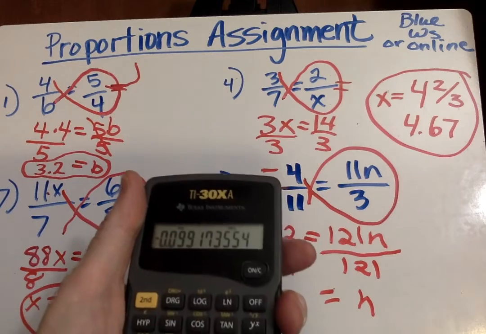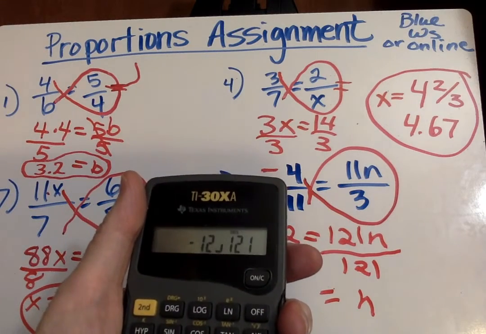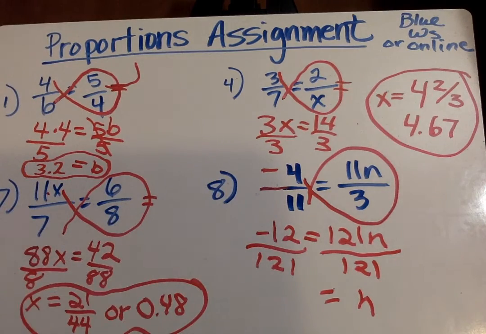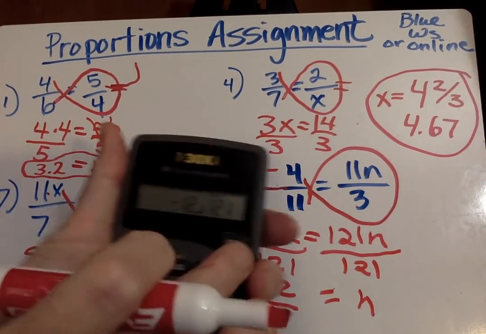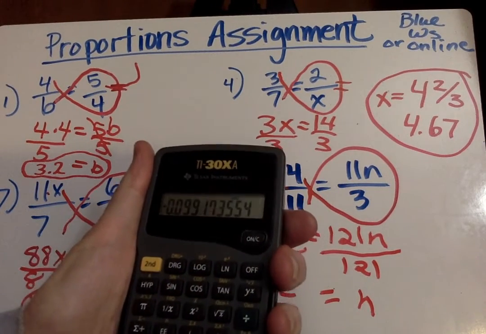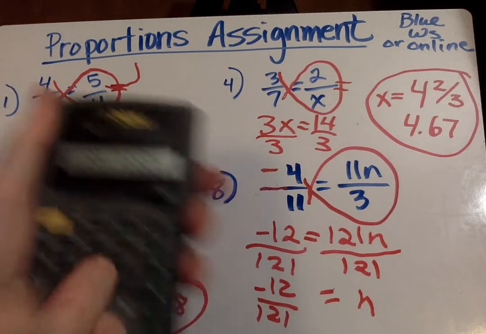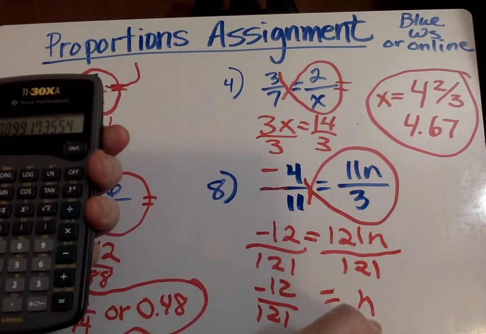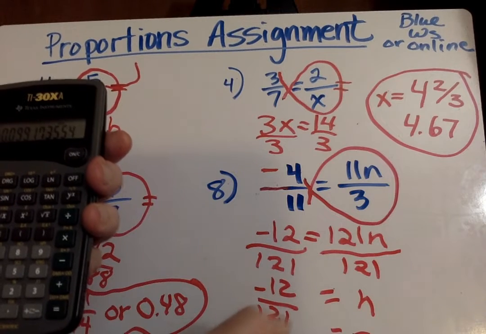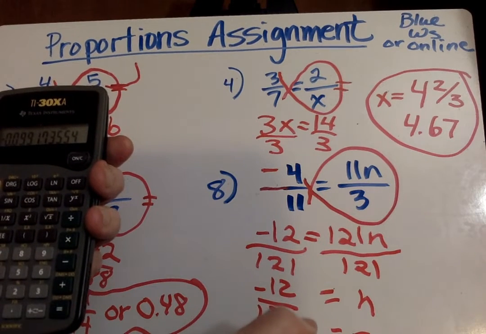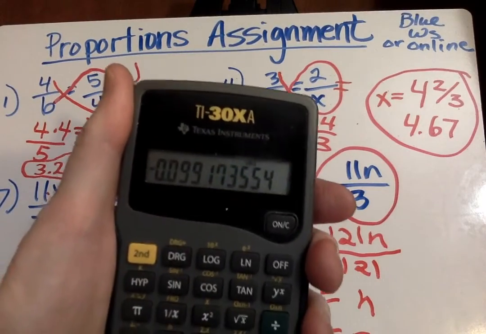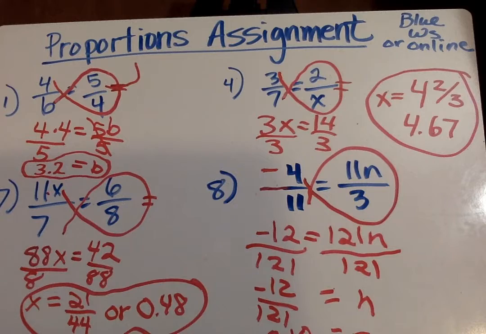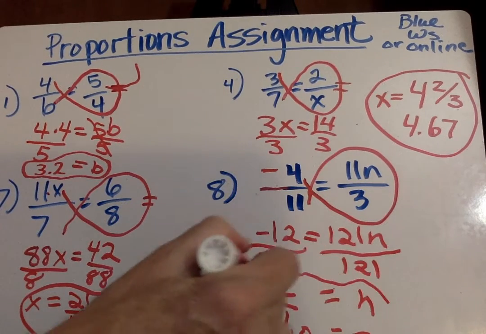Take our handy-dandy calculator, go 12, and then you hit the plus-minus to make it negative, divided by 121. Oh, that's an ugly fraction. Or decimal, let's make it a fraction. And it doesn't simplify anymore, so you can leave it like this: negative 12 over 121. Or let's go ahead and change it back to decimal. Okay, so n is also equal to negative 0.10. That's what it simplifies to right there. Okay, so either of those answers are correct.